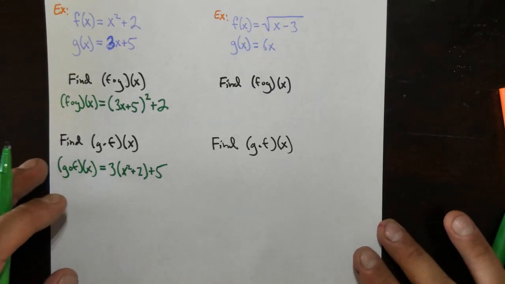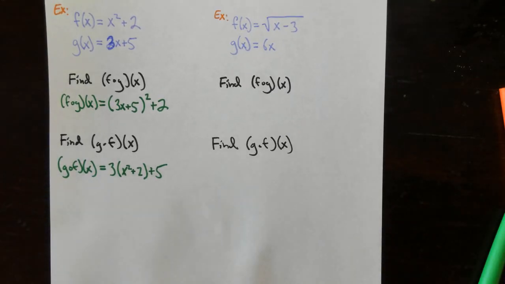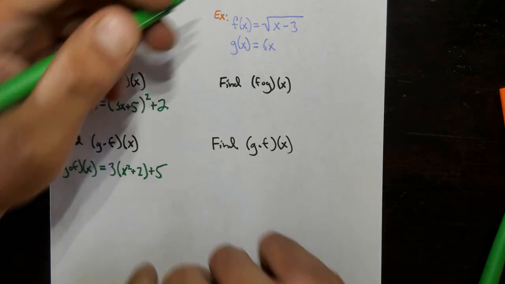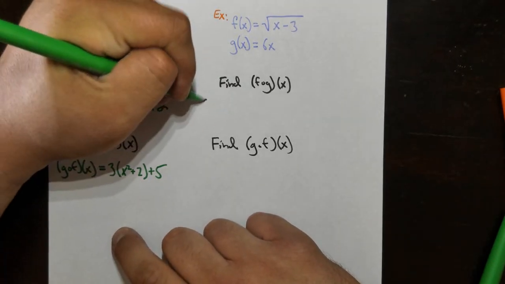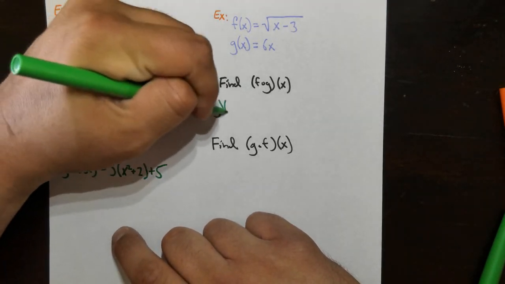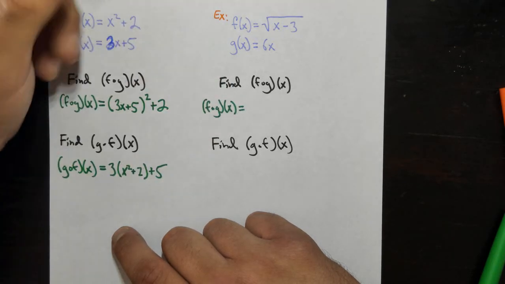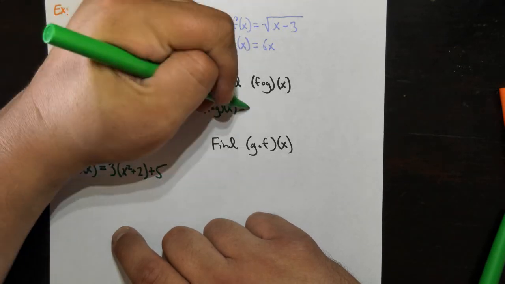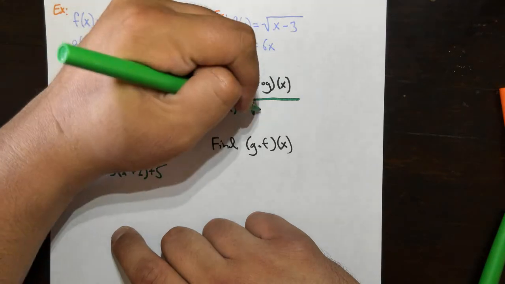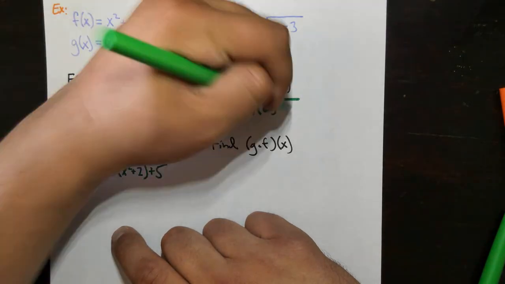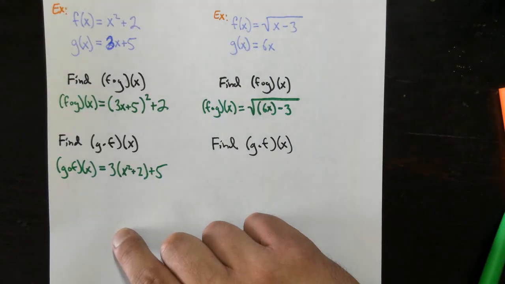And then finally, I have f of x is the square root of x minus 3, and g of x is 6x. Find f of g of x and find g of f of x. So f of g of x is going to be g inside of f. So that's going to be the square root of 6x minus 3.